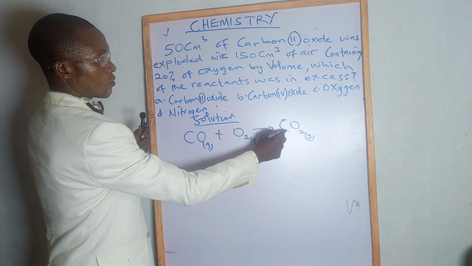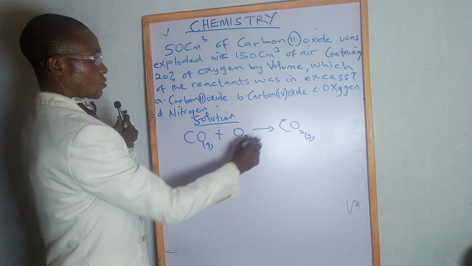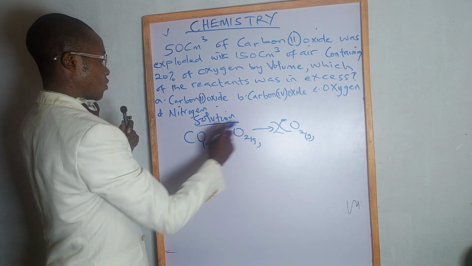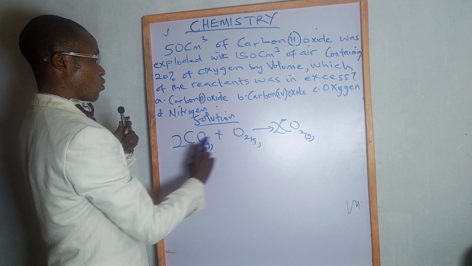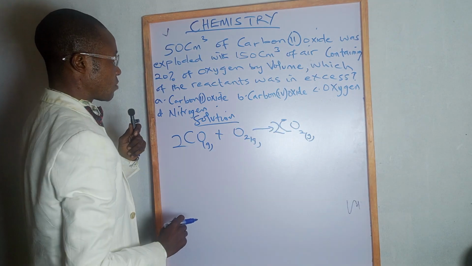Then to balance, we have 2 oxygen here and 3 oxygen here. So you put 2 here, we have 4 oxygen, then you put 2 here, so we have 4 oxygen here as well. There are 2 carbon here, so we have 2 moles of carbon here.